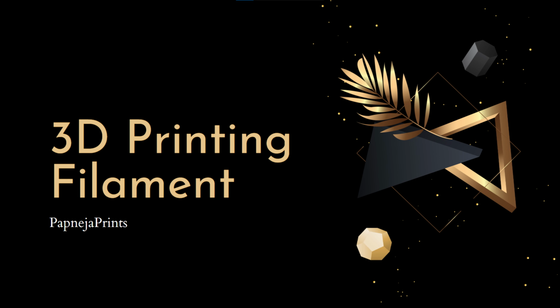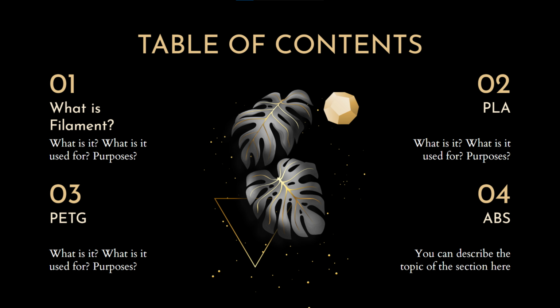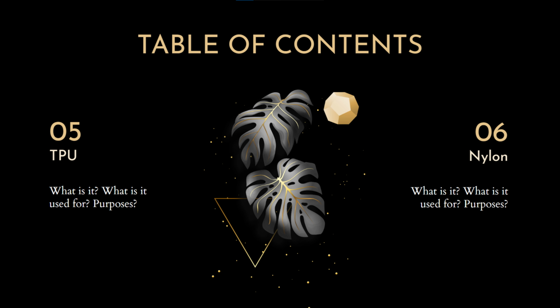Today we will be discussing 3D printing filament. So for today's video, first we will begin with what is filament. We'll discuss what it is, what it's used for, what are its purposes. Then we will discuss a little bit about the different types of filament. So we'll first start off with PLA and then discuss a little bit about PETG, then move on to ABS. We will continue on with TPU and then conclude our video with NYLON.